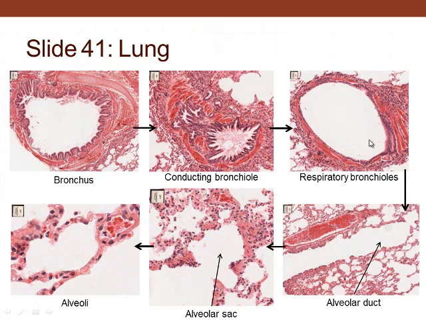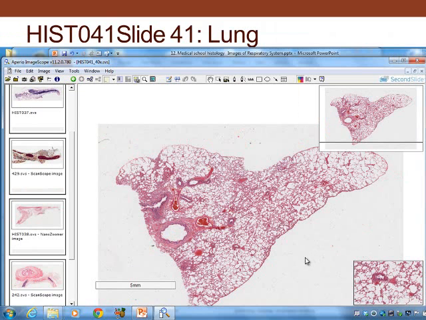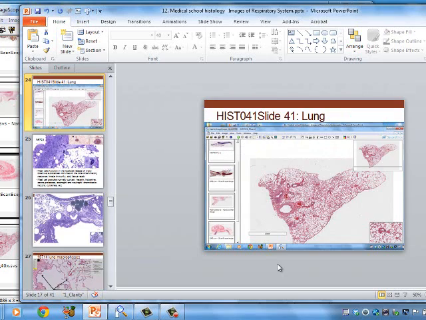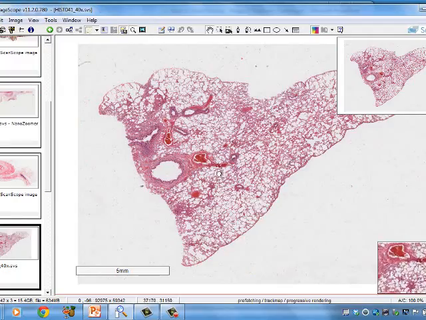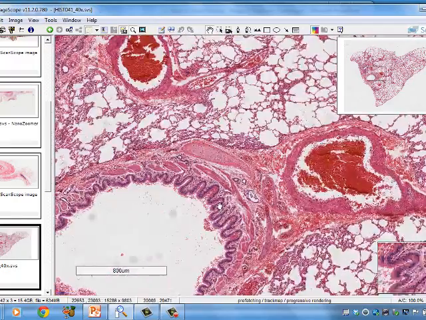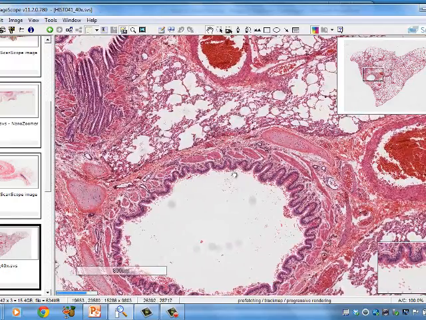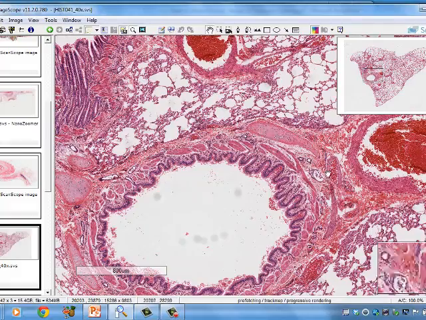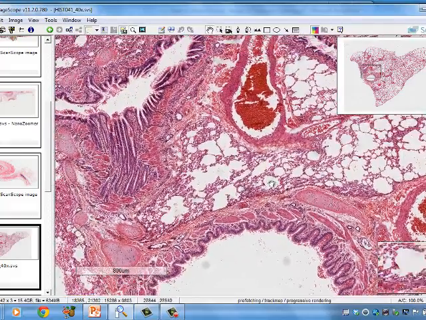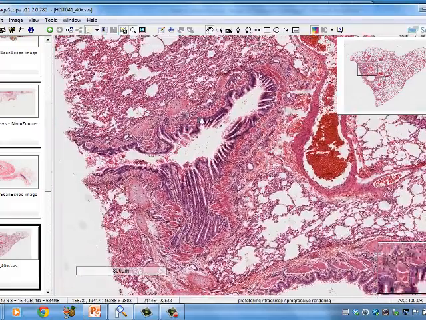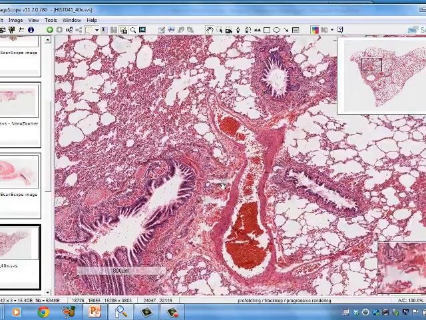Also in 41, we see a bronchus, a conducting bronchiole, a respiratory bronchiole. This actually has a little outpocketing, and we see right there. And then alveolus, alveolar sac, alveolar duct is what we can see. So if we take a look at this slide, we'll be able to see some of those structures. Remember, you have a bronchus if you still have cartilage. So there's still cartilage there, still a little cartilage here, so this is the bronchus.